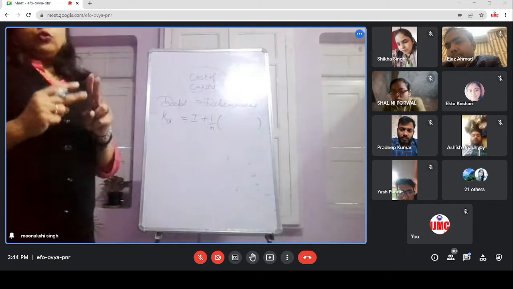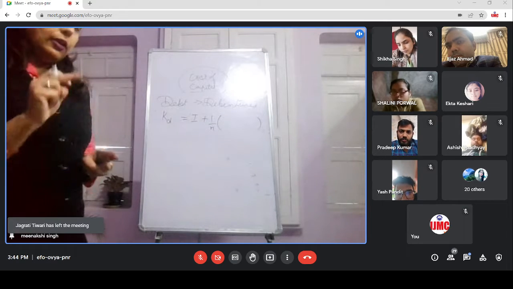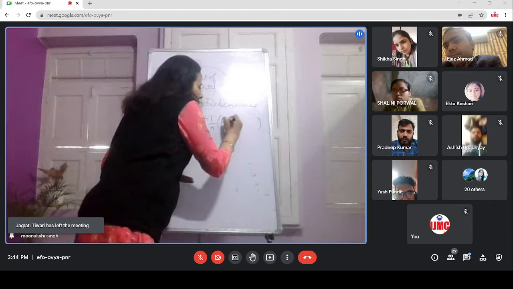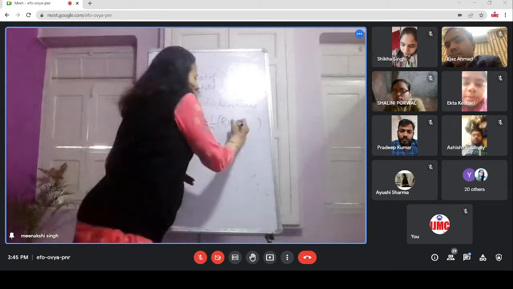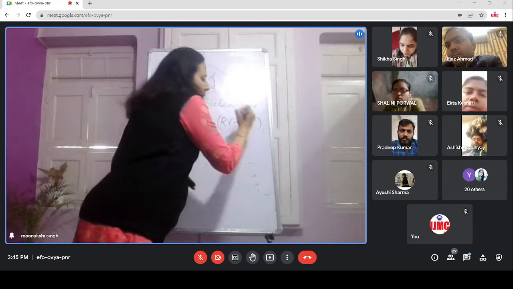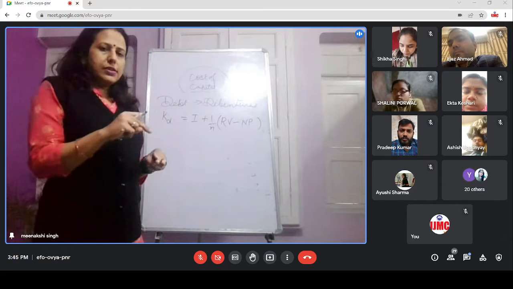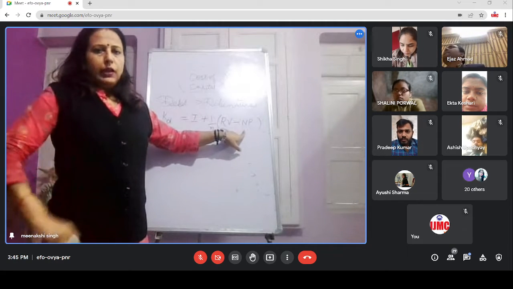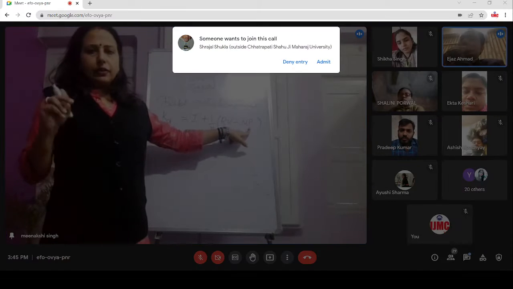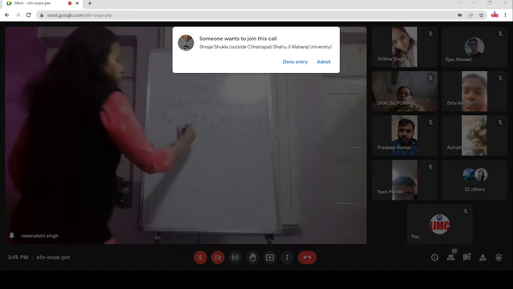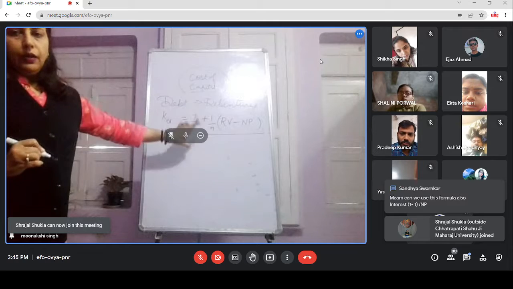Here we have to talk about the two values. One is the redeemable value, the value which we have to pay at the end of the time, minus net proceeds. Net proceeds is again the same: if there is a discount, deduct it from the face value. If it is at par, take the face value, or if it is at a discount, deduct the same. The whole is to be divided by.